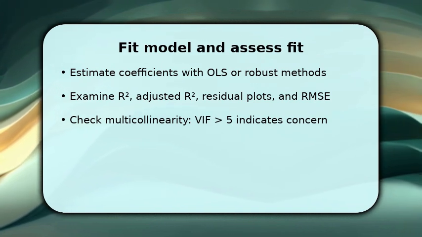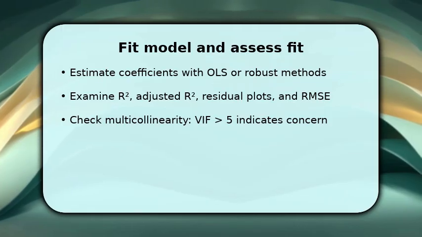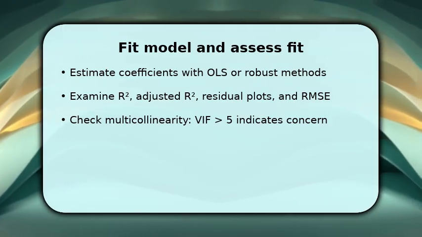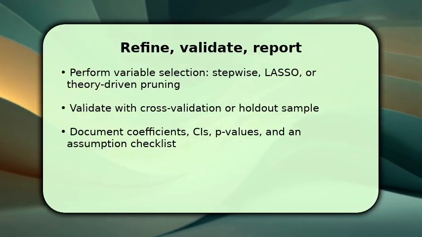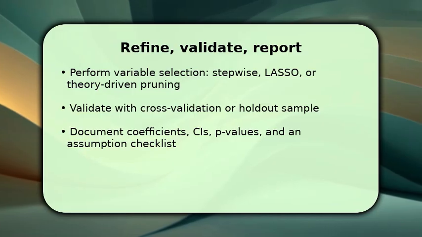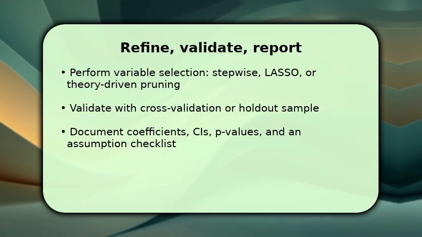Make sure to compute VIFs to identify multicollinearity, and consider interaction terms only when theoretically justified. You finish by refining the model. Remove redundant predictors, try penalized regression like lasso for many variables, or keep theory-driven variables despite weak p-values.